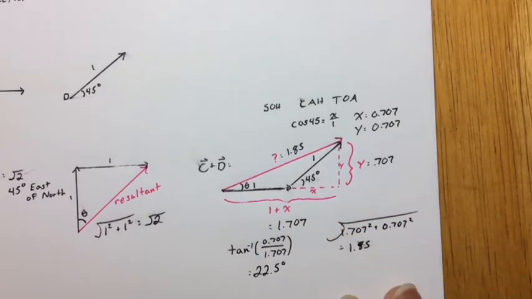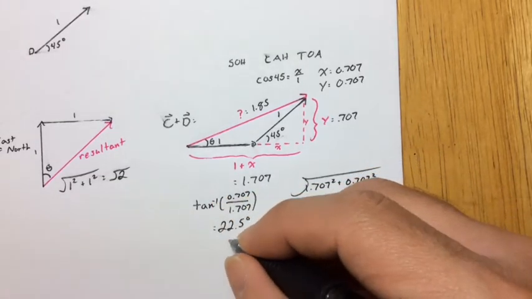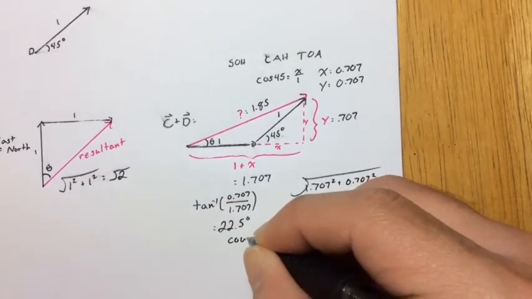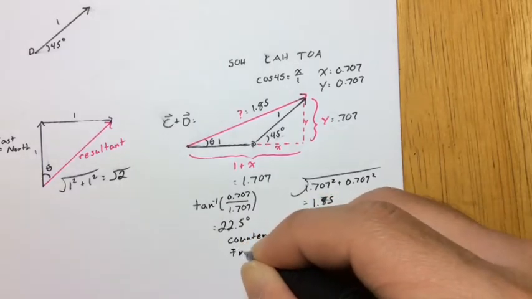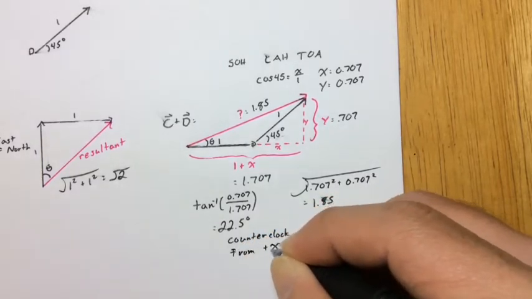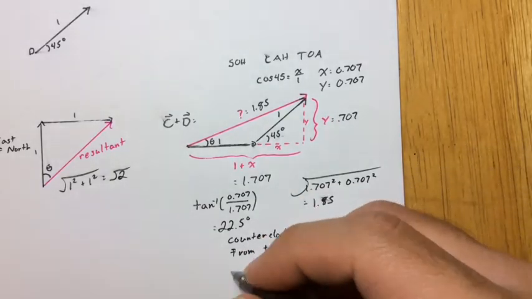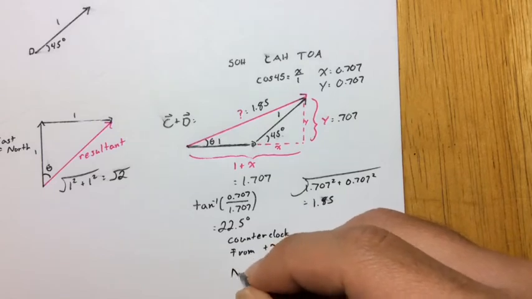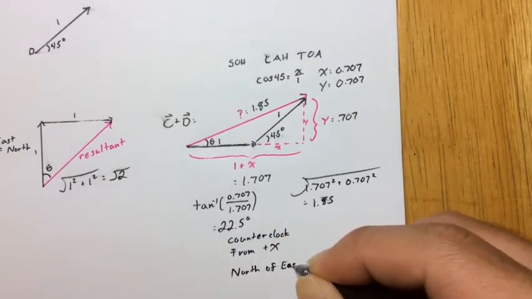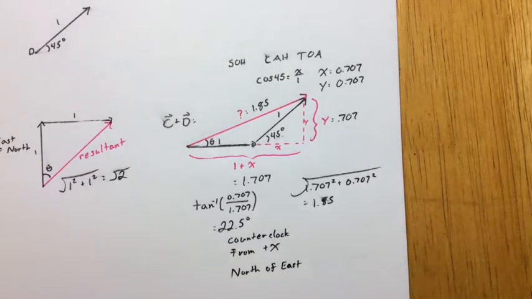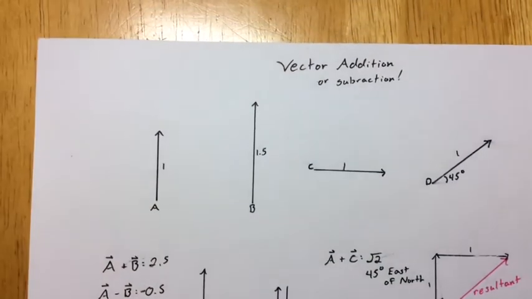And to be very, very specific again, we can say counterclockwise from the positive x-axis. Another thing we can do is say it's going to be 22.5 degrees north of east if we use traditional cardinal directions. All right, so just a quick run through there. That's a simple part.